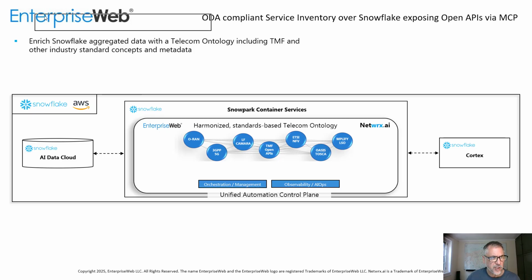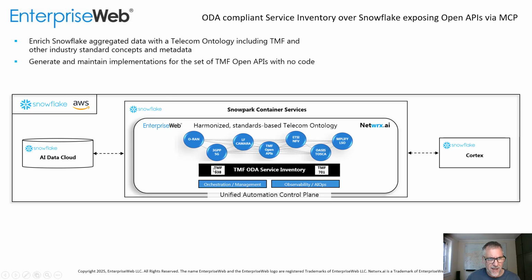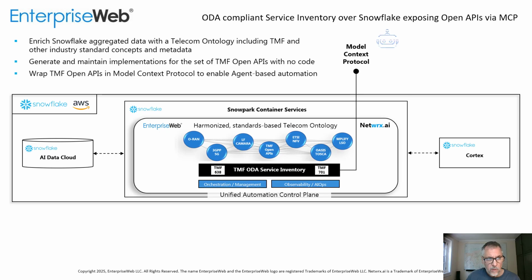So the first value proposition is that we're able to enrich the Snowflake aggregated data with the telecom ontology, including the TMF and other industry standard concepts and metadata. The second value proposition is we're able to generate and maintain implementations for the set of TMF Open APIs with no code. So here you can see we're projecting out of the standards the TMF ODA Service Inventory with TMF 638 and TMF 701 for the purposes of this demo. From there, we wrap the TMF Open APIs in the Model Context Protocol to enable agent-based automation.